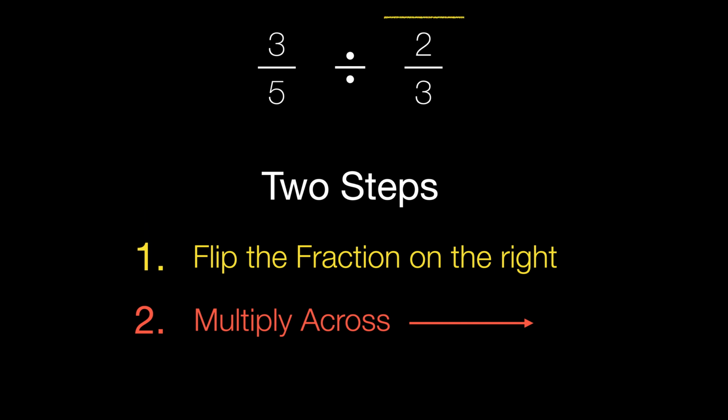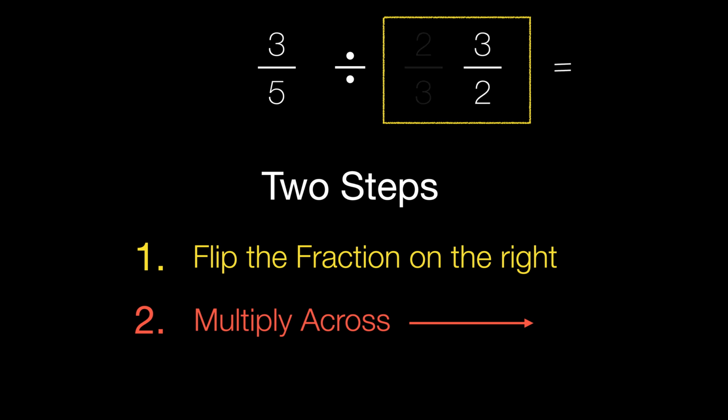Step 1, flip the fraction on the right. 2/3 is the fraction on the right, so we will flip it to 3/2. And now that it's flipped, we multiply across. Step 2. 5 times 2 is 10. And then on the top, 3 times 3 is 9.